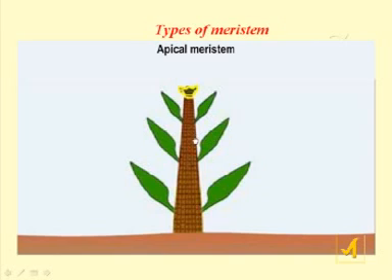Morphologically, a tissue is a group of cells which are similar in origin, form, and function. Physiologically, a tissue is composed of dissimilar cells that perform a common function. Next, the meristematic tissue. A meristematic tissue is a group of identical cells that are in a continuous state of division.